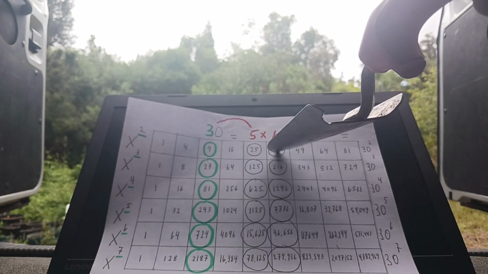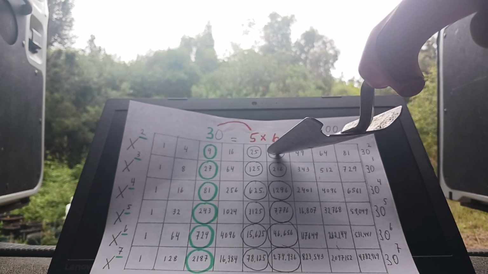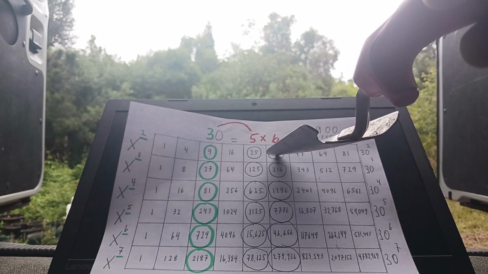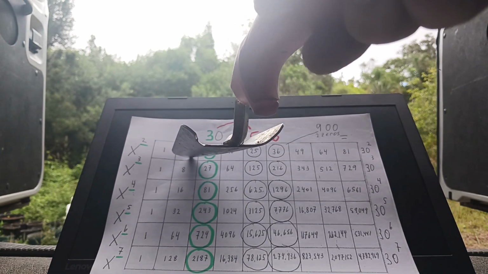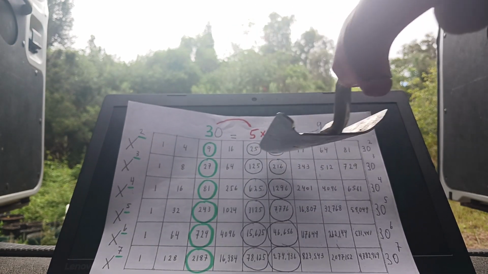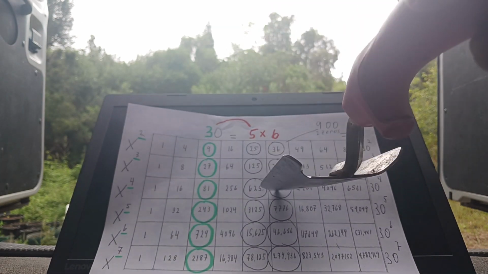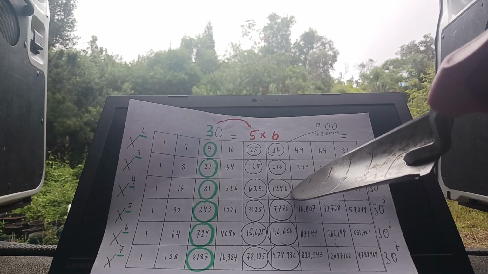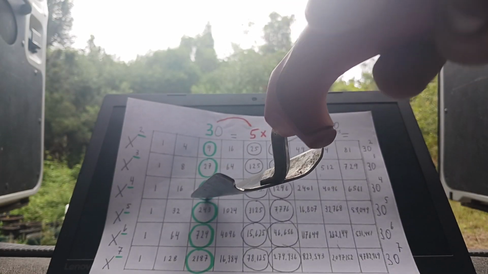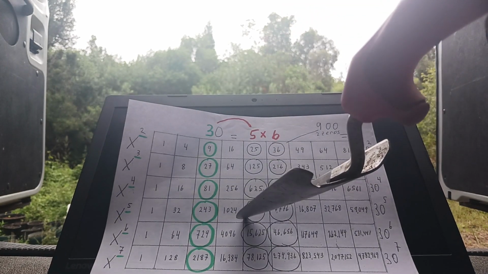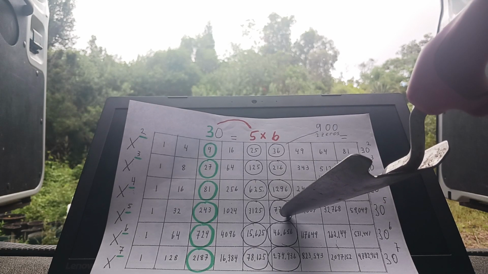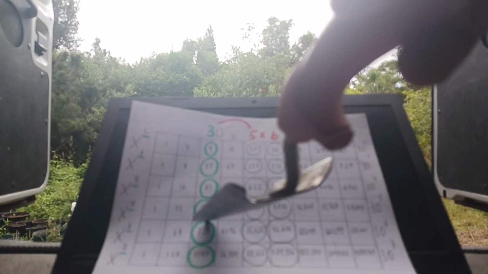25 times 36 is 9 with 2 zeros. 125 times 216 is 27 with 3 zeros. 625 times 1296 is 81 with 4 zeros. 3125 times 7776 is 243 with 5 zeros.